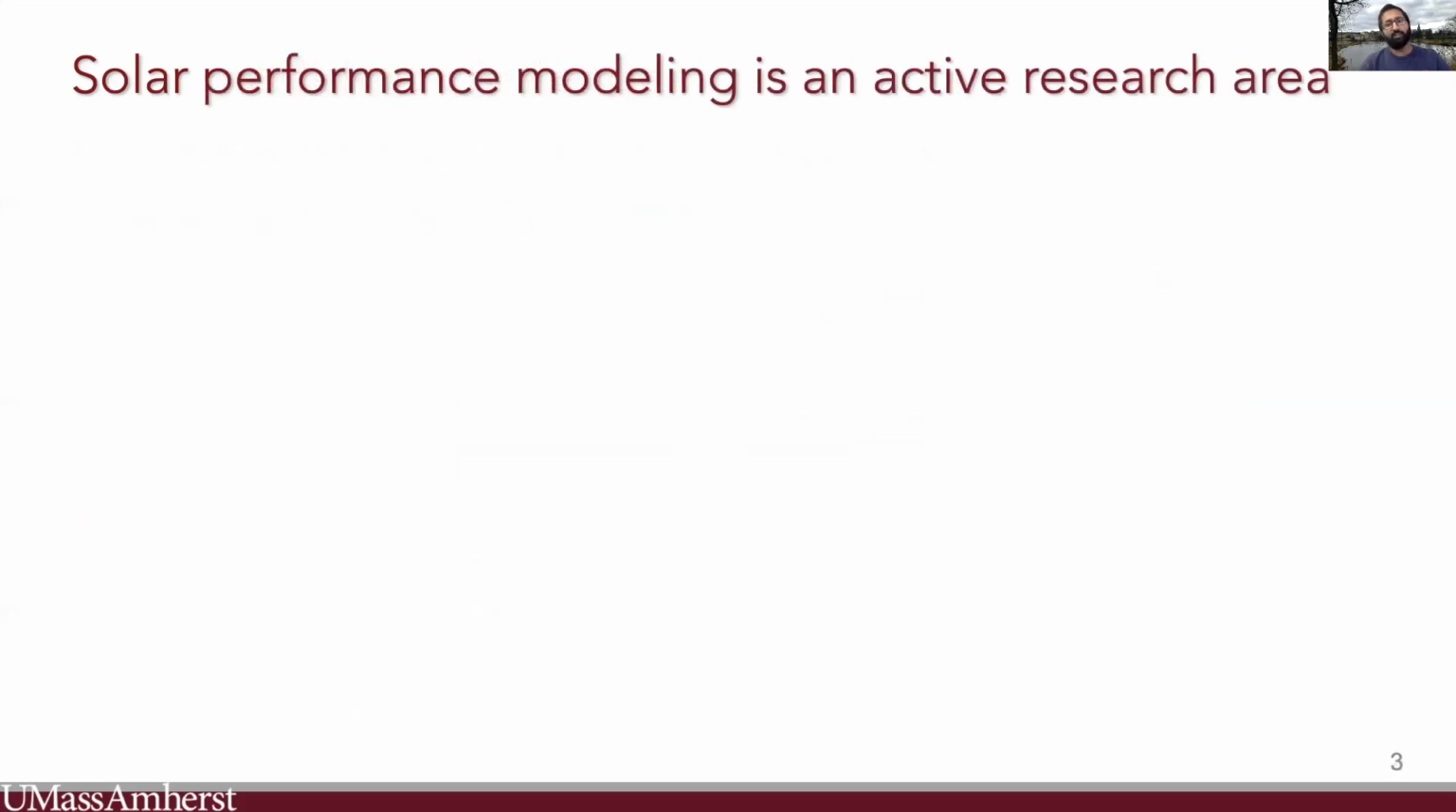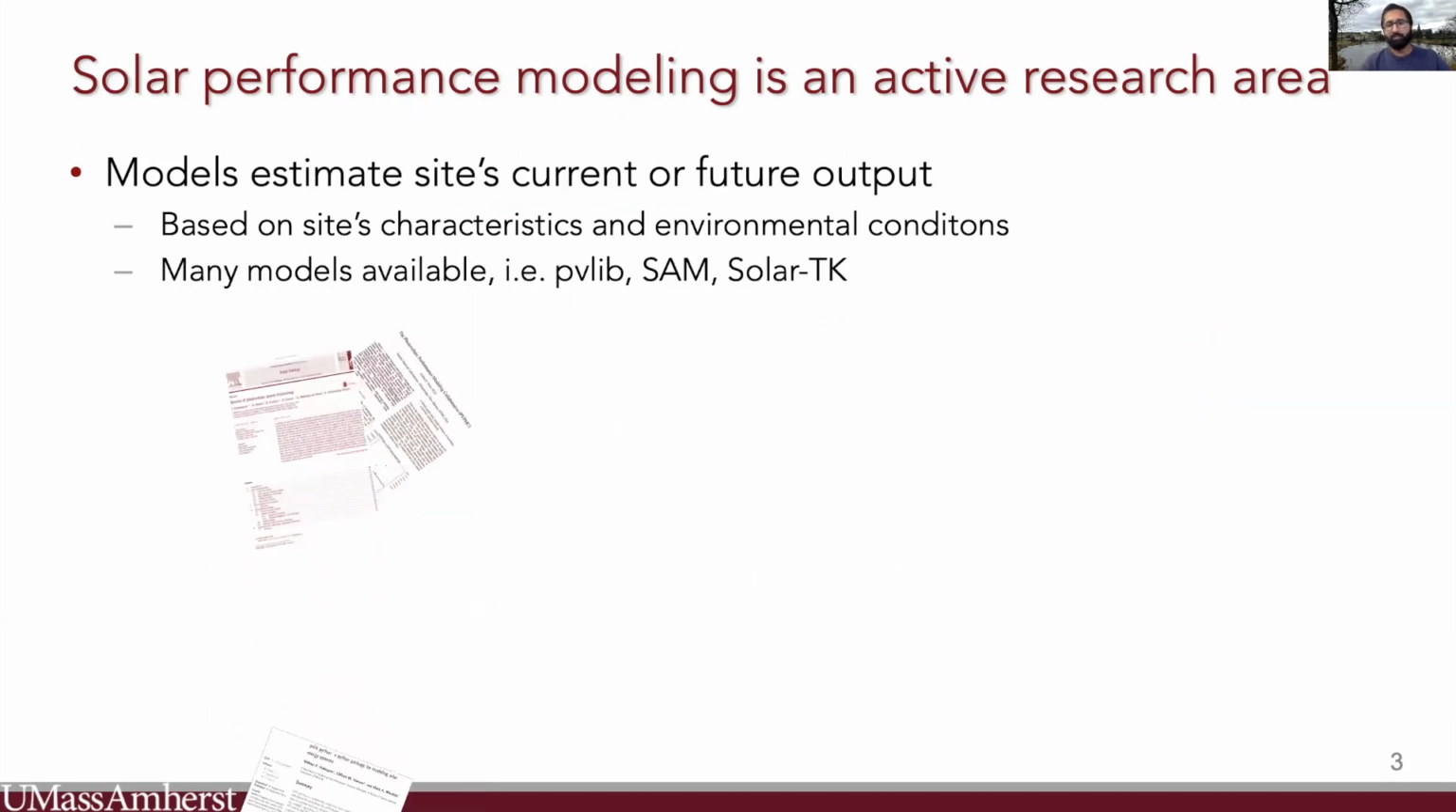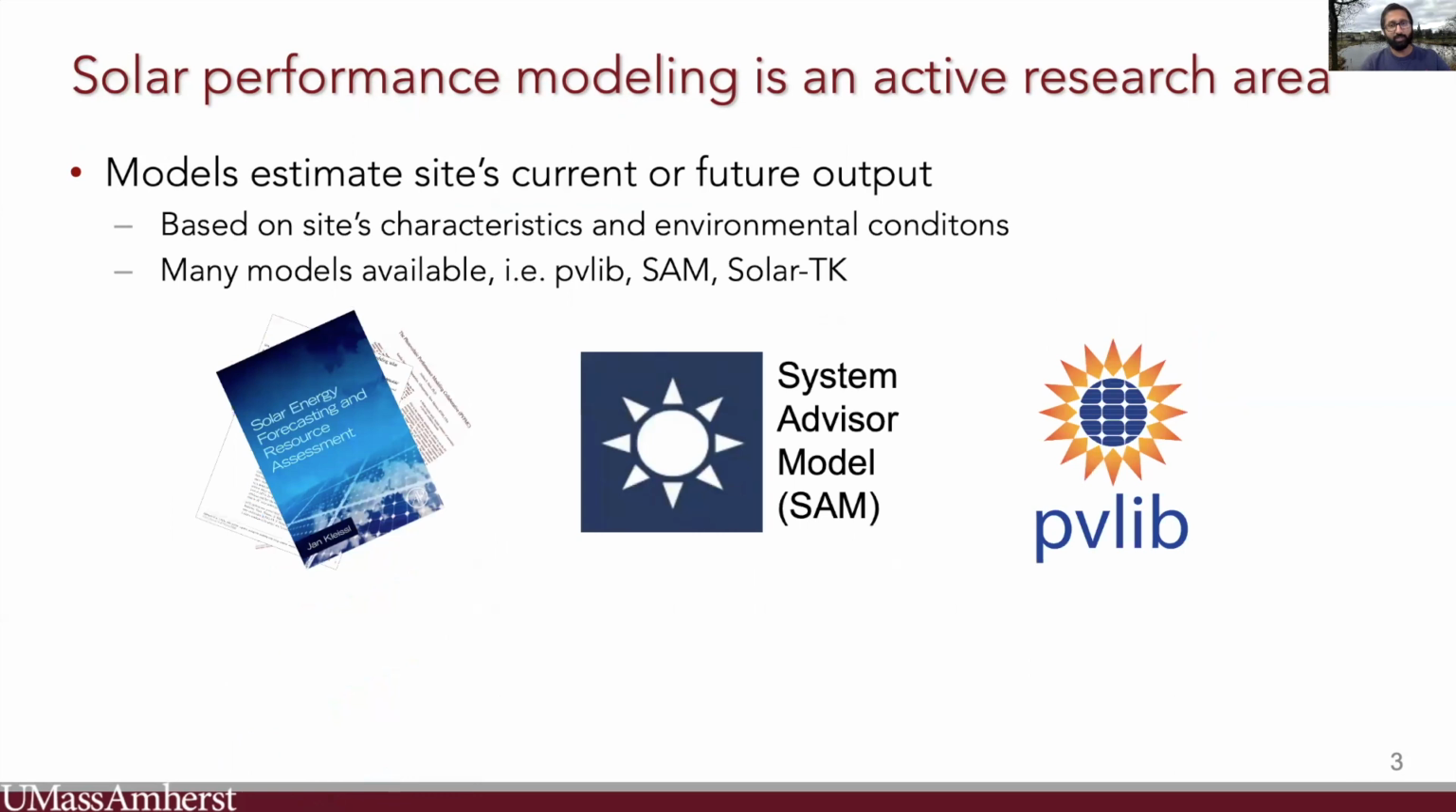Solar performance modeling basically estimates a site's current or future output based on the site's physical properties and weather conditions. It is a highly active research area. There are many research papers on this topic. There are also open source models available such as PVLib and SAM from the Department of Energy.